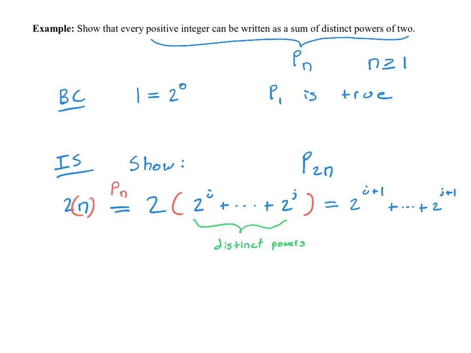And the i's and the j's, all these powers of 2 are different, and we just bump them all up by one value. So we still get distinct powers. So again, each of these powers in this list of powers of 2 are different. Okay, so that's good. We've got 2n written as different powers of 2.